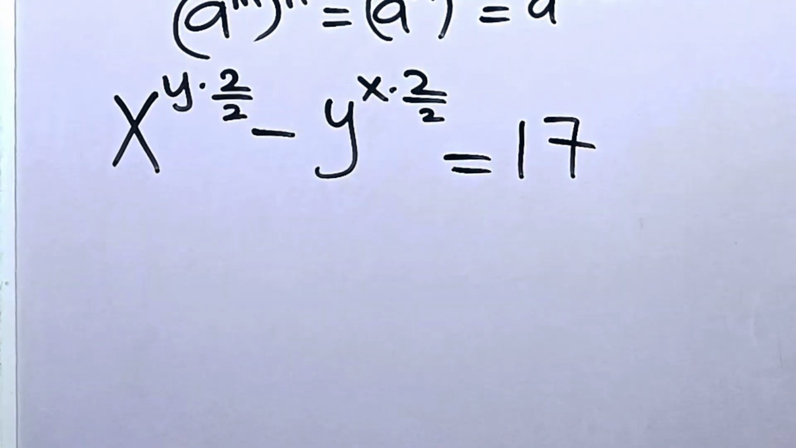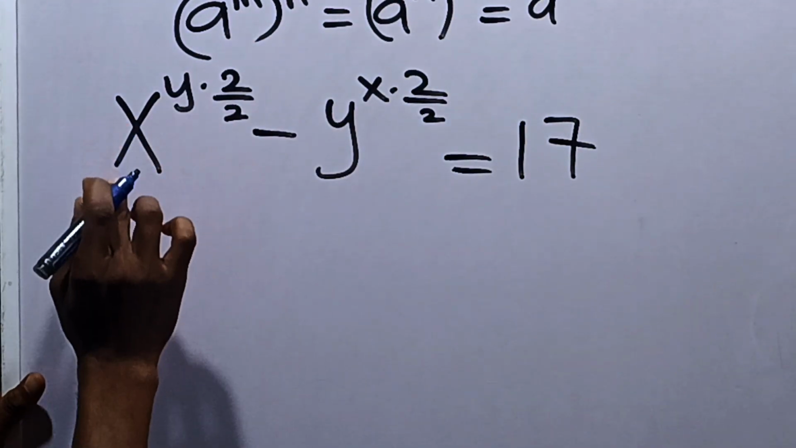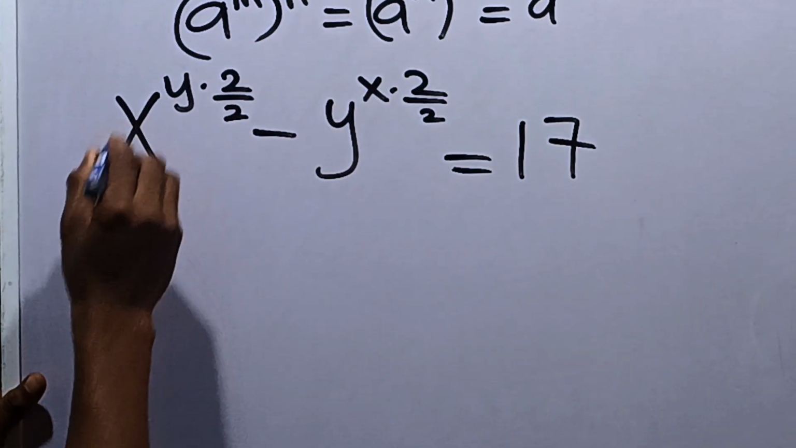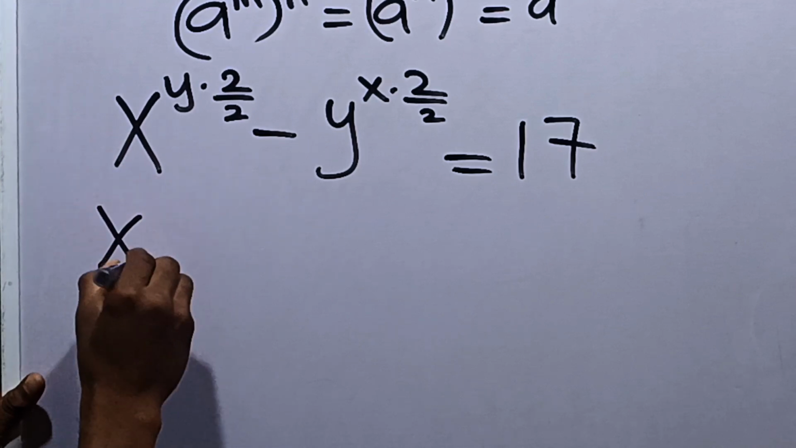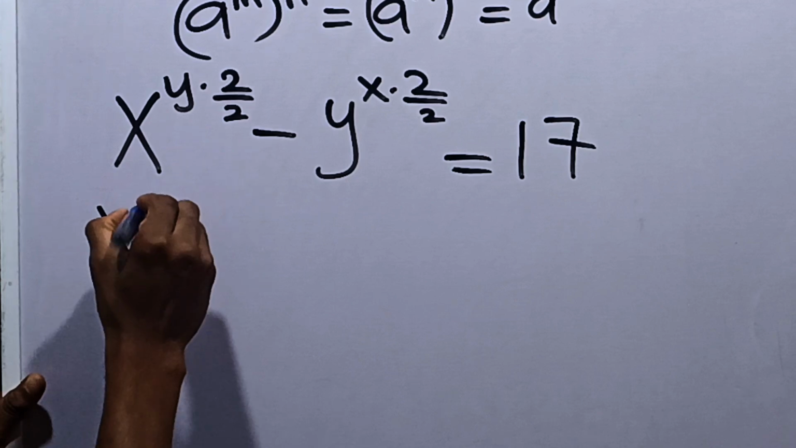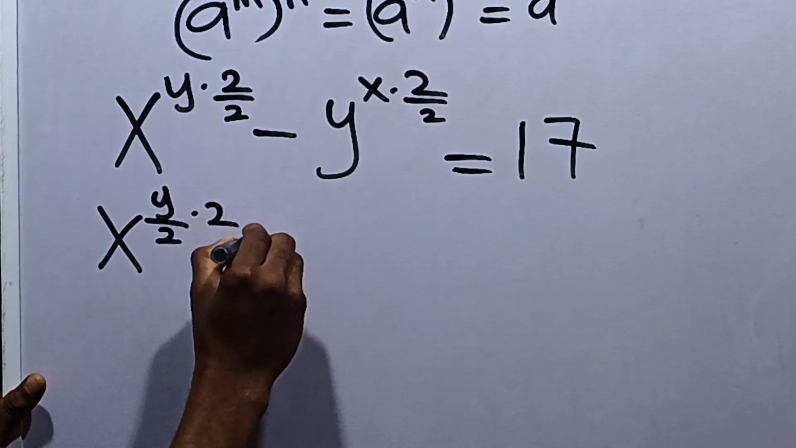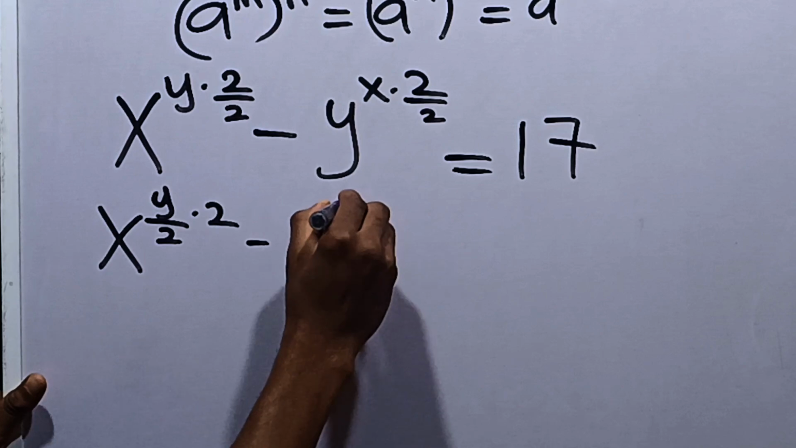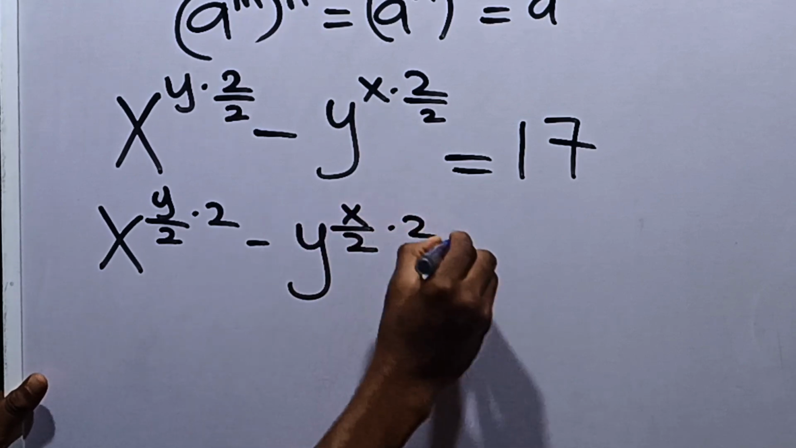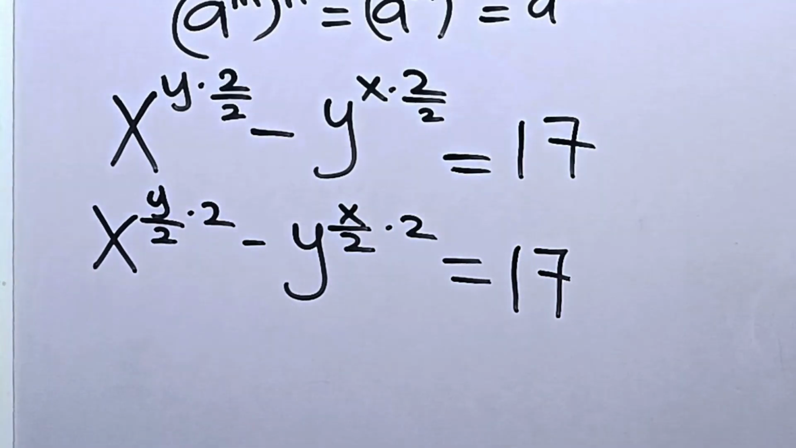Now, you can agree with me that from this law I outlined here, we can change this to x raised to power y times 1 over 2 times 2. So this is y over 2 multiplied by 2, minus y raised to power x over 2 multiplied by 2, equal to 17, from the law of indices I've used here.